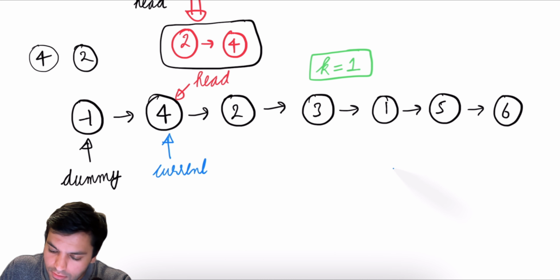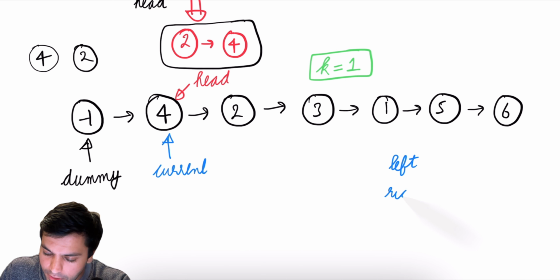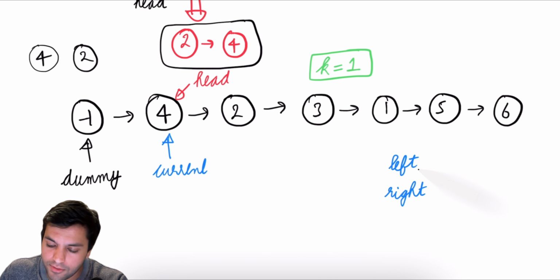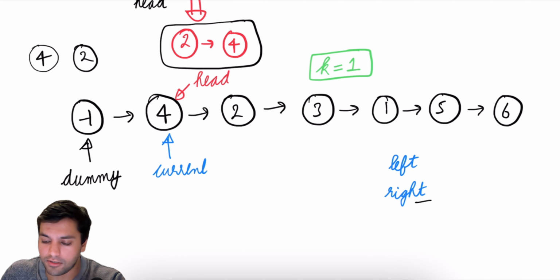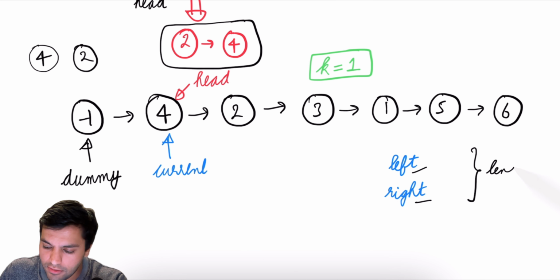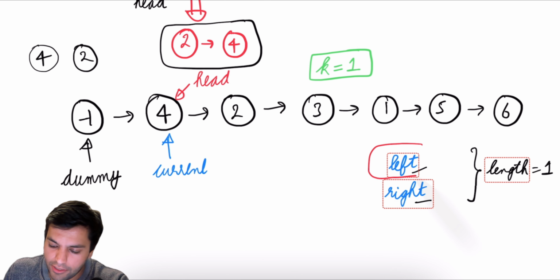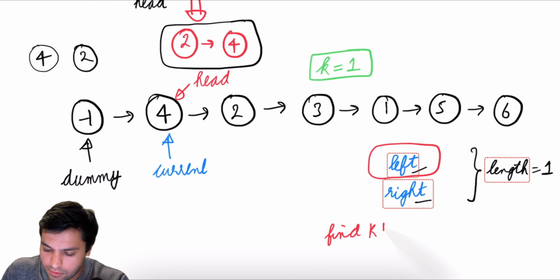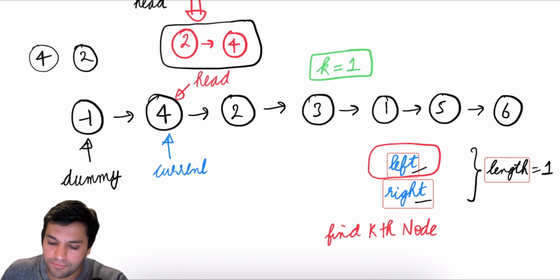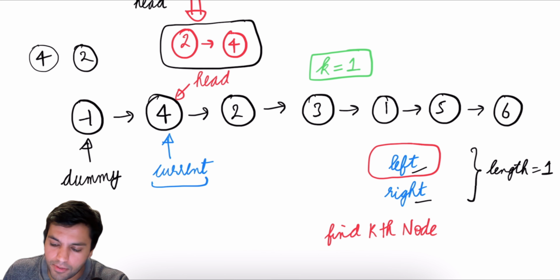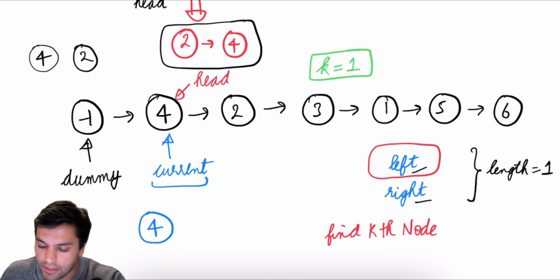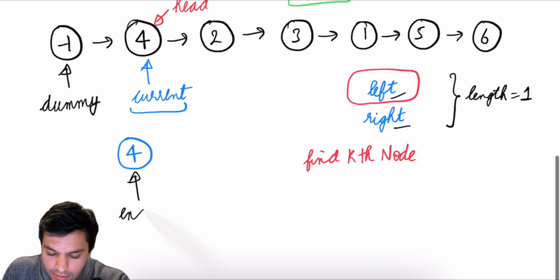Let me call the first part in a pair left and the second part in a pair right. Left denotes the head of the first part, and right is the head of the second part. These two parts are currently of length equal to 1. I need to find the end of my left part first. We already know my left part is of length 1, so I can find the kth node starting at current. My kth node starting at current is going to be current, so my left part will only have my node 4. Let me call this end 1.